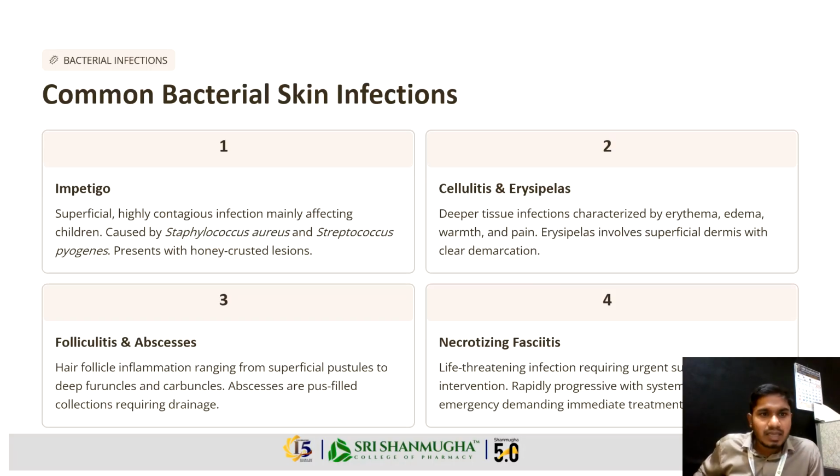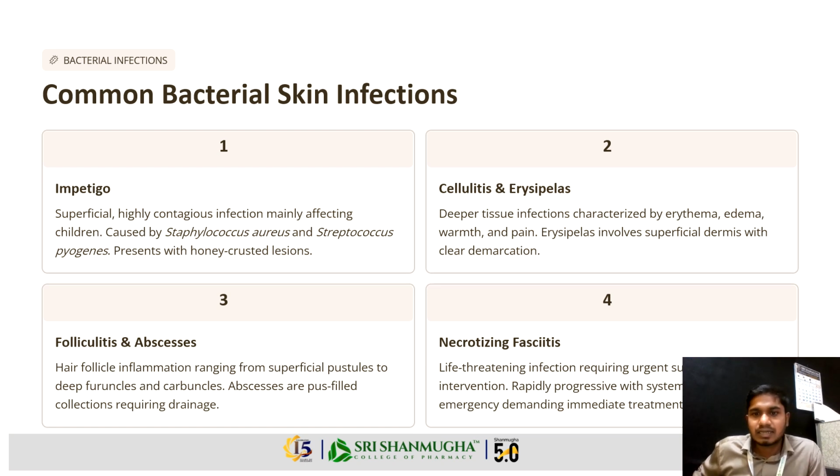And also, common bacterial skin infections include impetigo, cellulitis, erysipelas, folliculitis, abscesses, and necrotizing fasciitis. What is meant by impetigo? It is a superficial and highly contagious infection mainly affecting children, caused by Staphylococcus aureus and Streptococcus pyogenes, and presents with honey-crusted lesions.